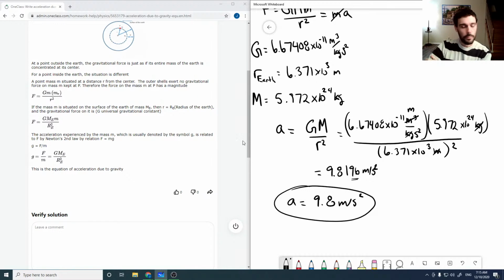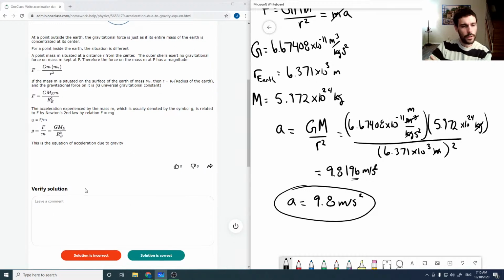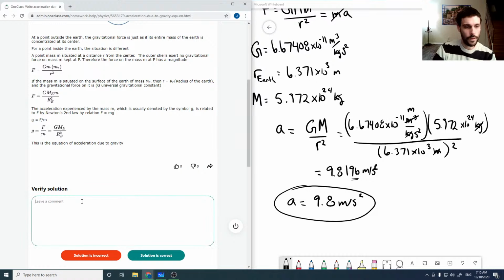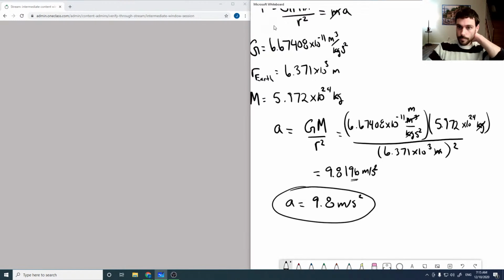So just GM over R squared. Yep. Okay, so that looks good. Could be solved, and values for 9.8 meters per second squared. Okay, looks good.